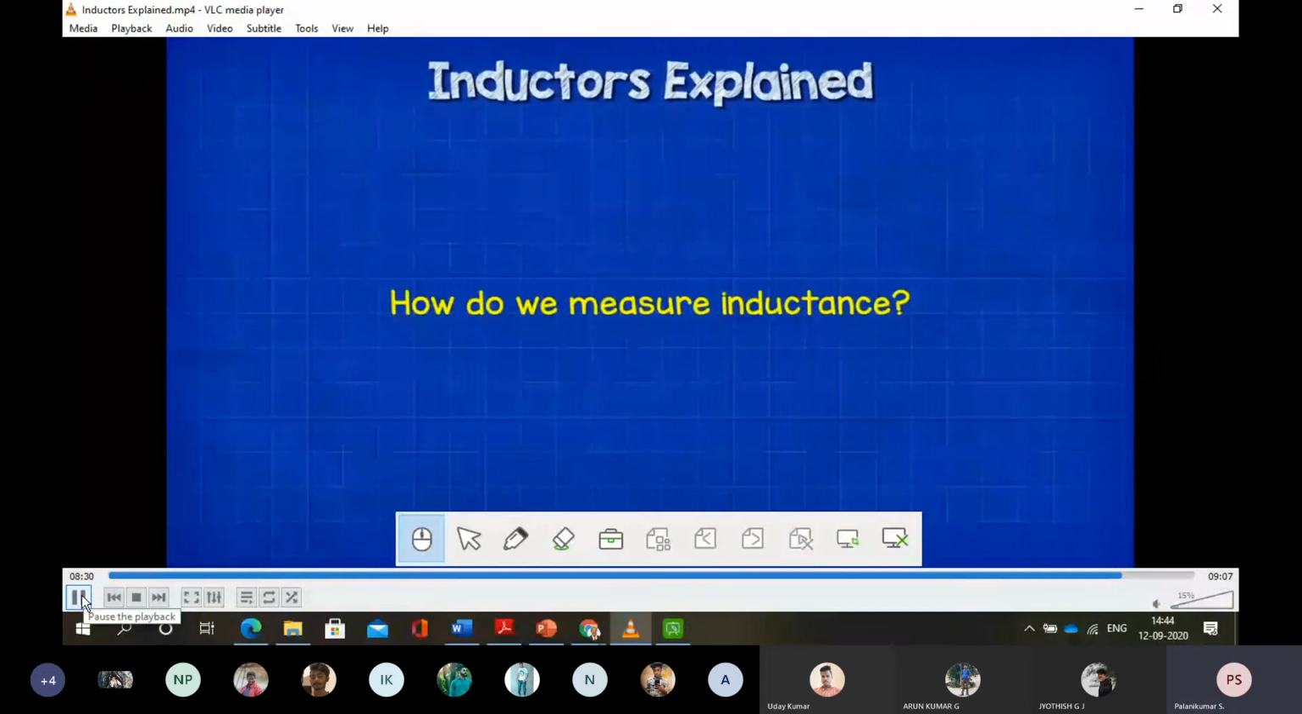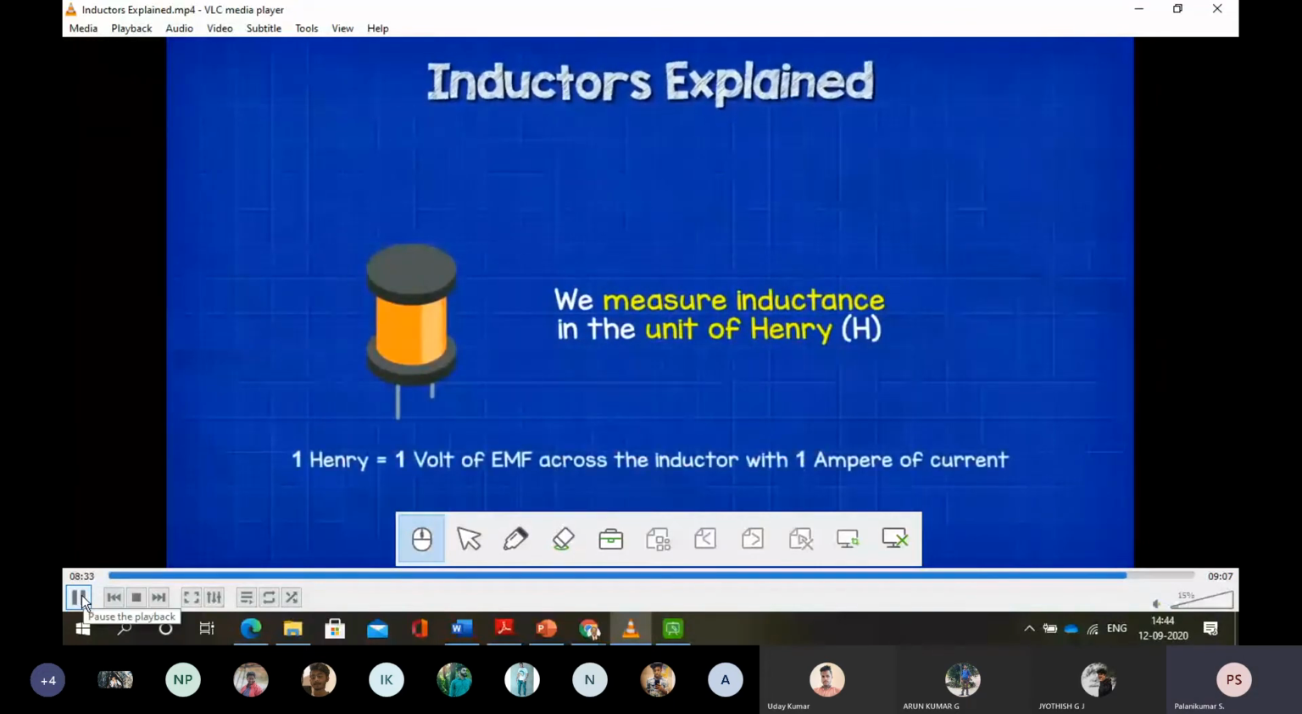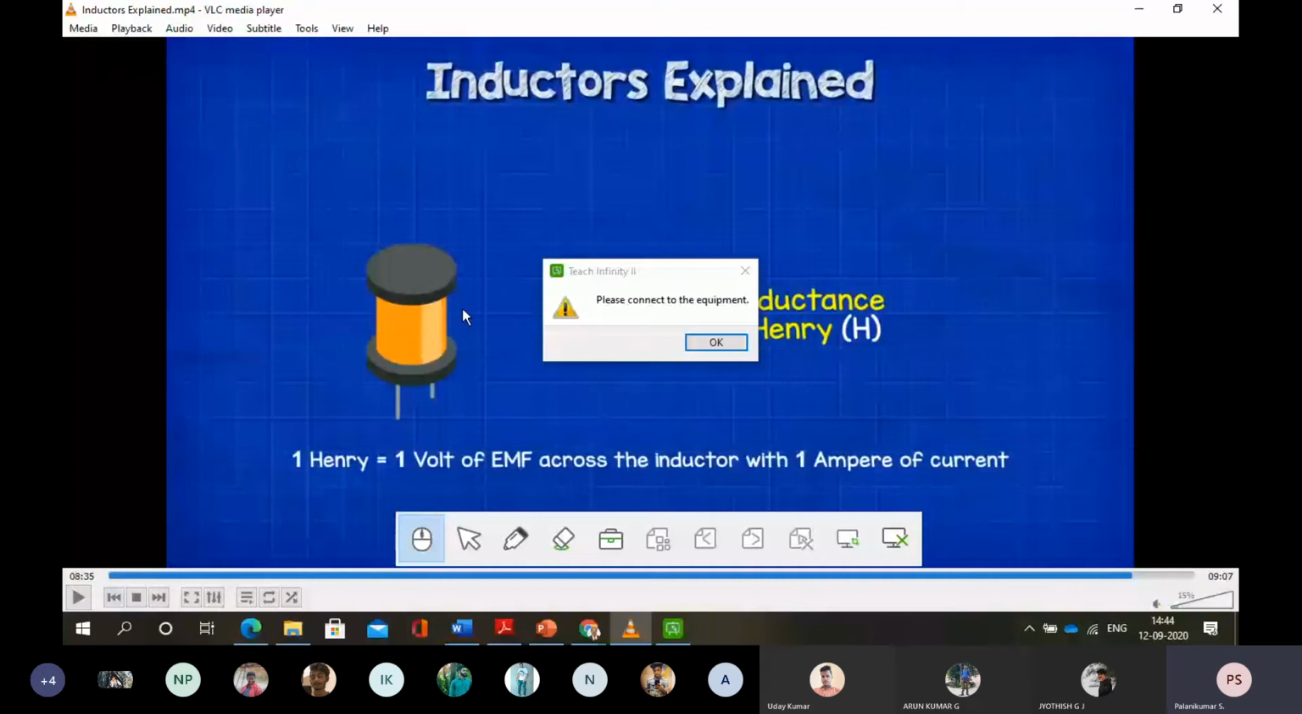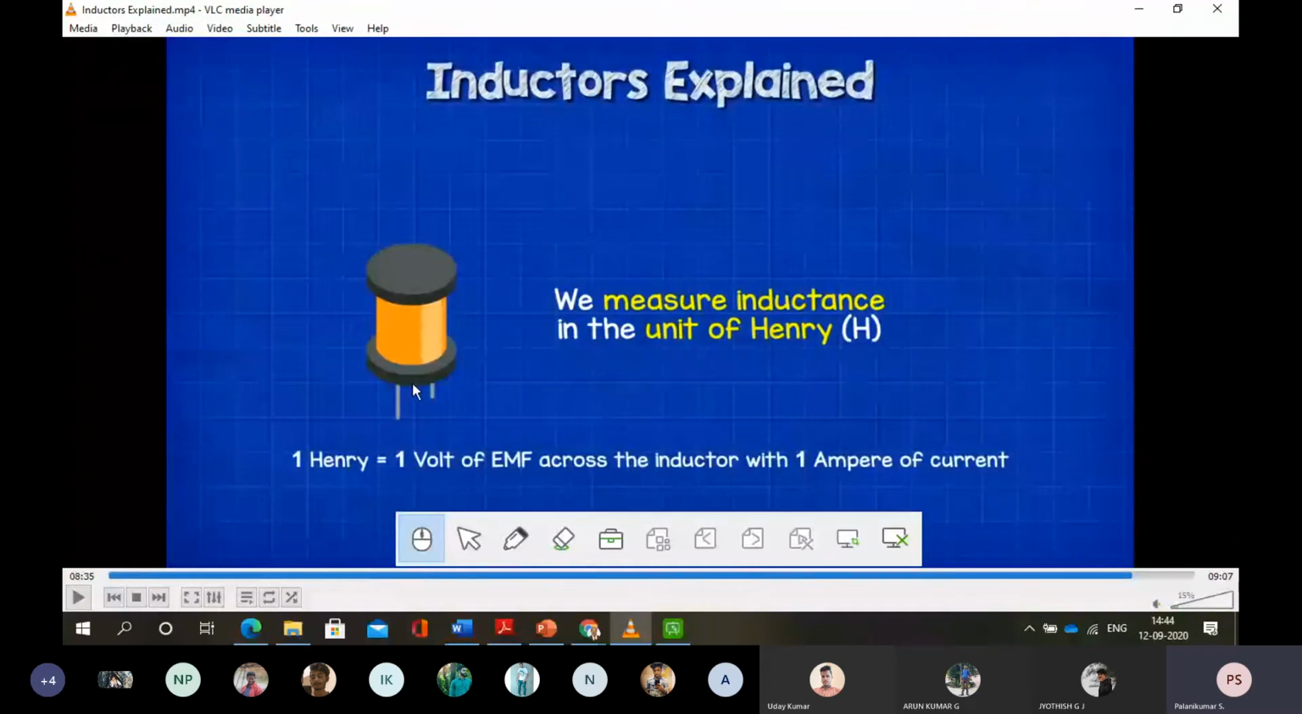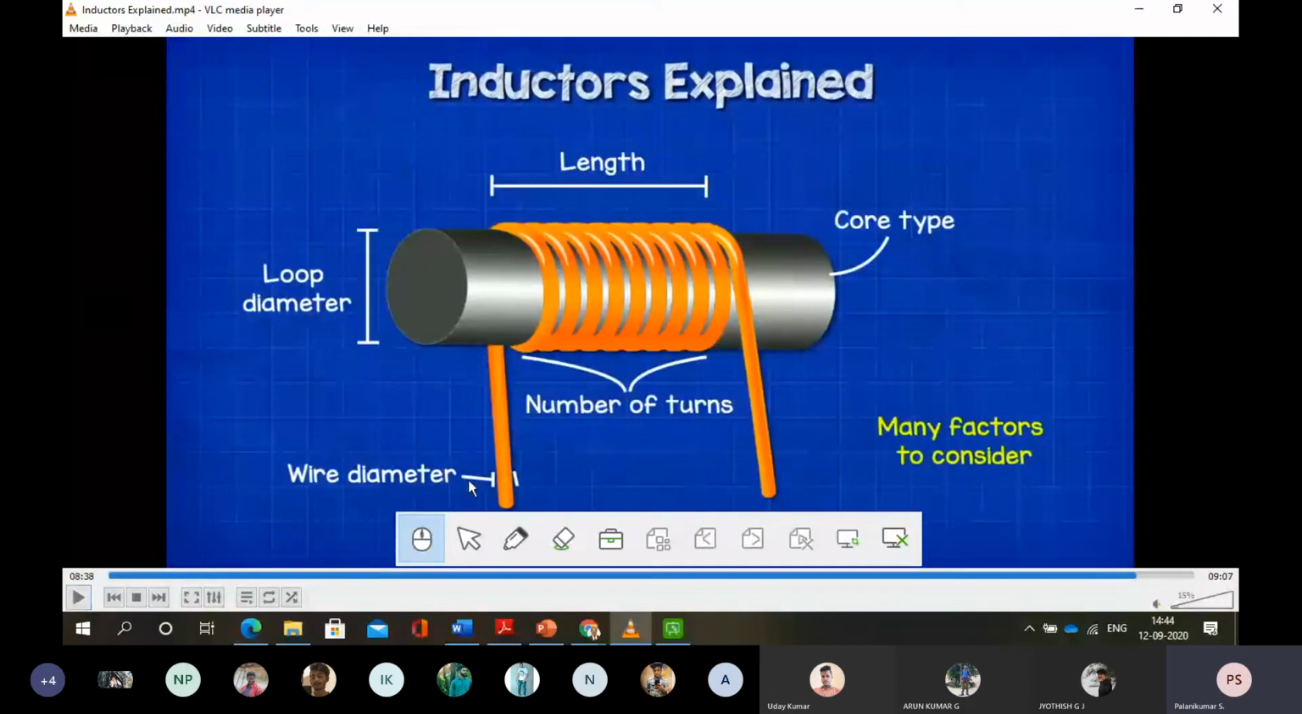So how can we measure the inductance? That is a very important thing. Usually, inductance is measured using the unit Henry. 1 Henry is equal to: if 1 volt of EMF across the inductor with 1 ampere of current. So whenever I energize this coil completely, it is capable of giving 1 volt EMF, electromotive force, with 1 ampere of current, and we call that 1 Henry. So the unit for inductance is Henry. This is what we have seen last time.